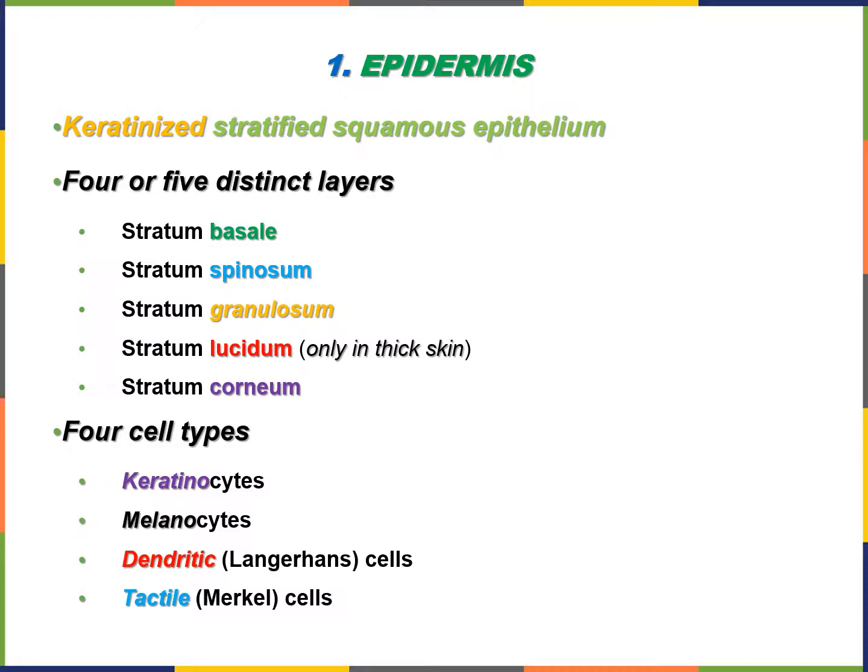We're going to find 4 cell types in the epidermis: the keratinocytes, the melanocytes, the dendritic cells, and the tactile cells. Dendritics is the Langerhans cells, the tactile cells for touch, and also the Merkel cells.